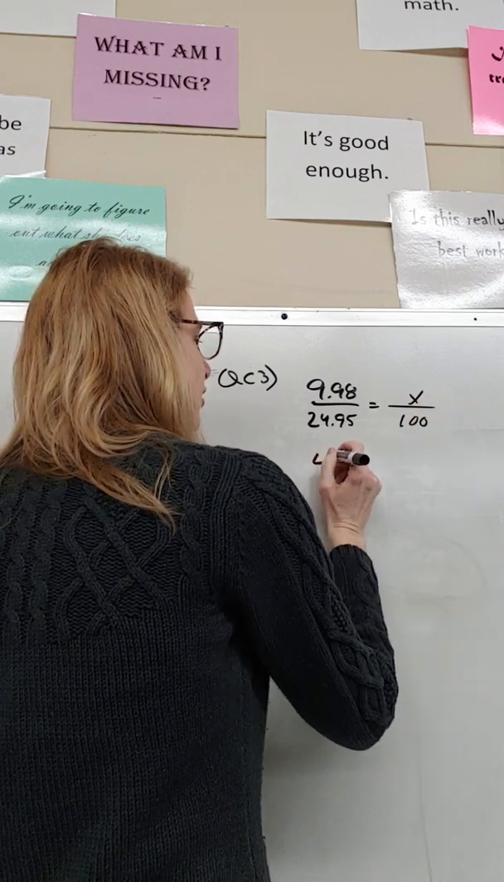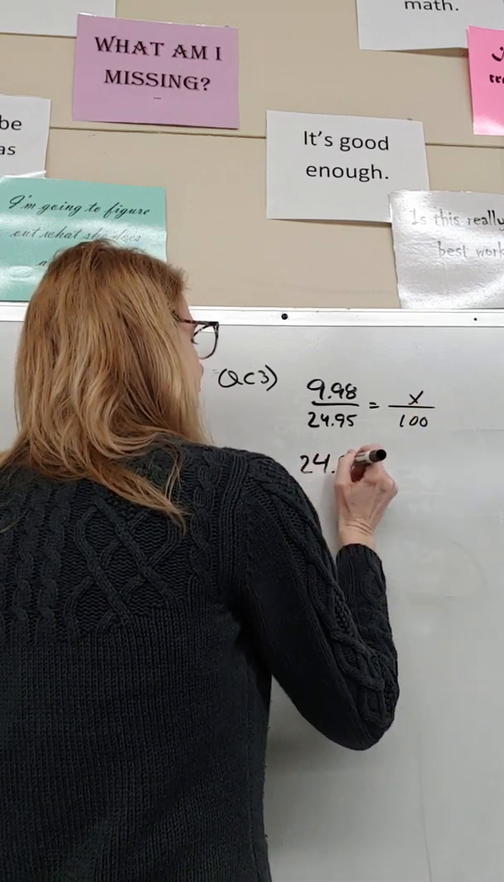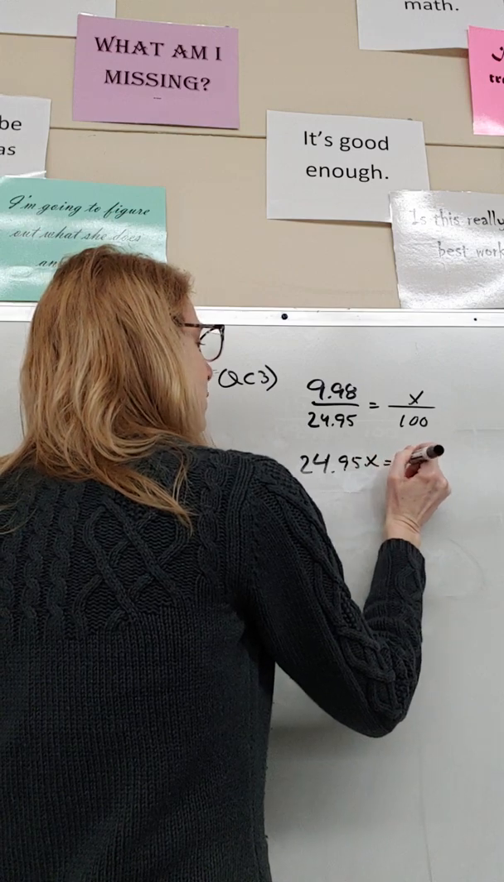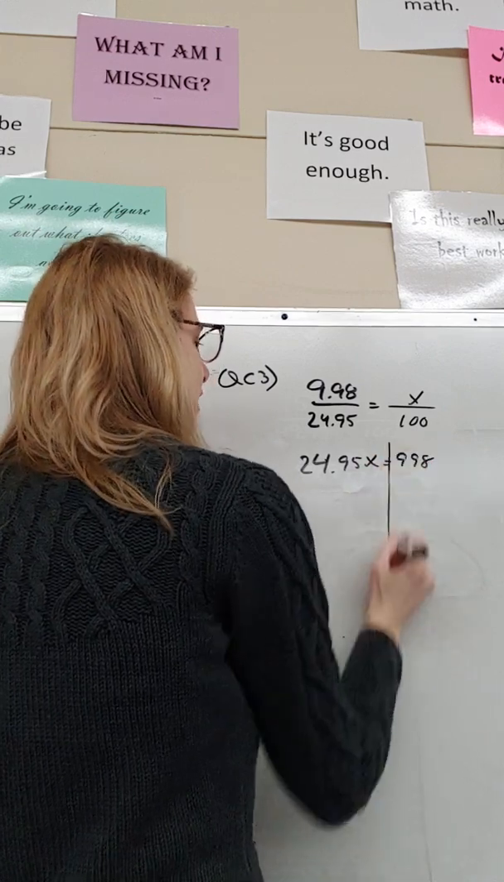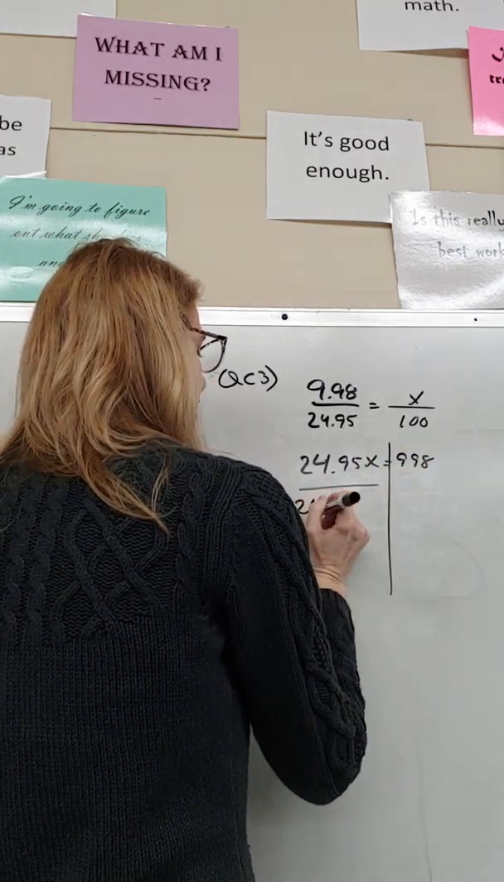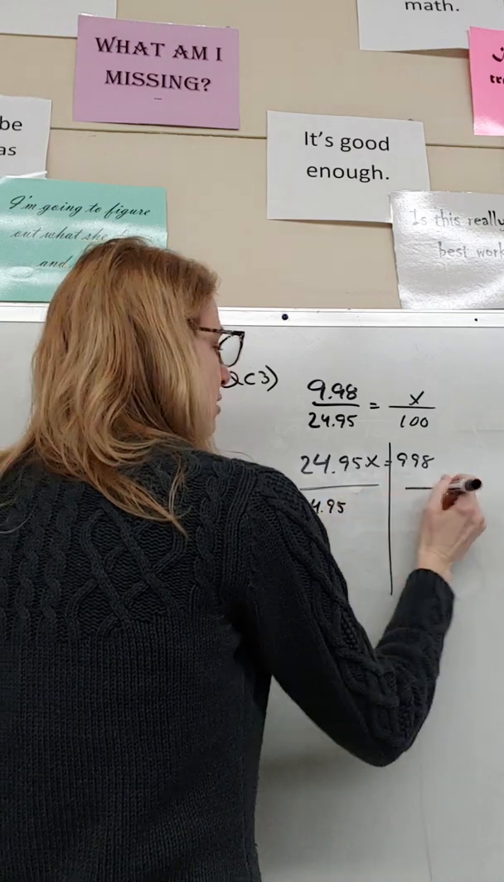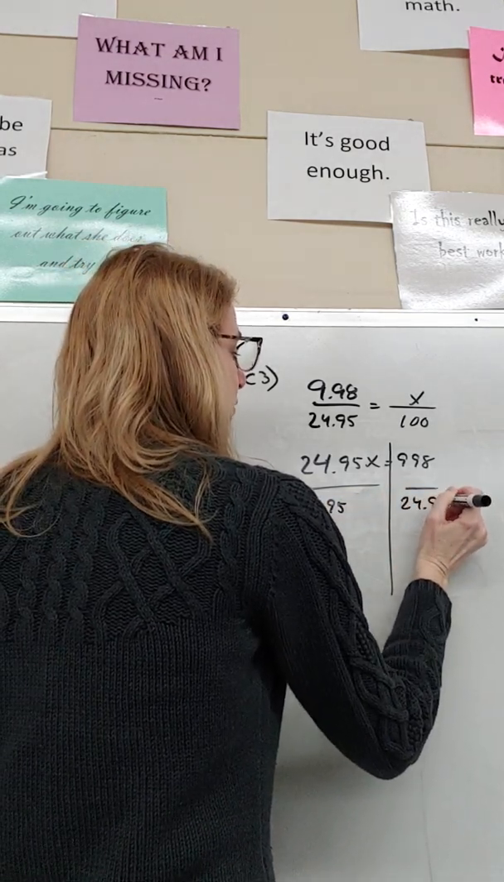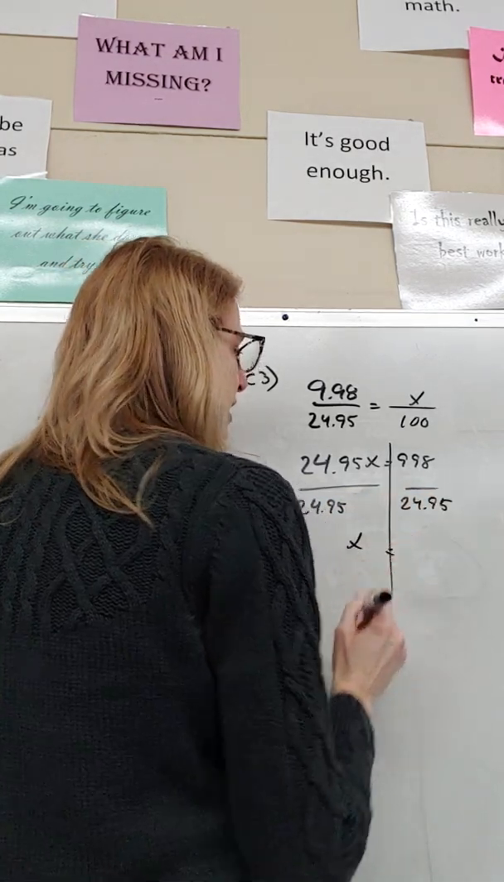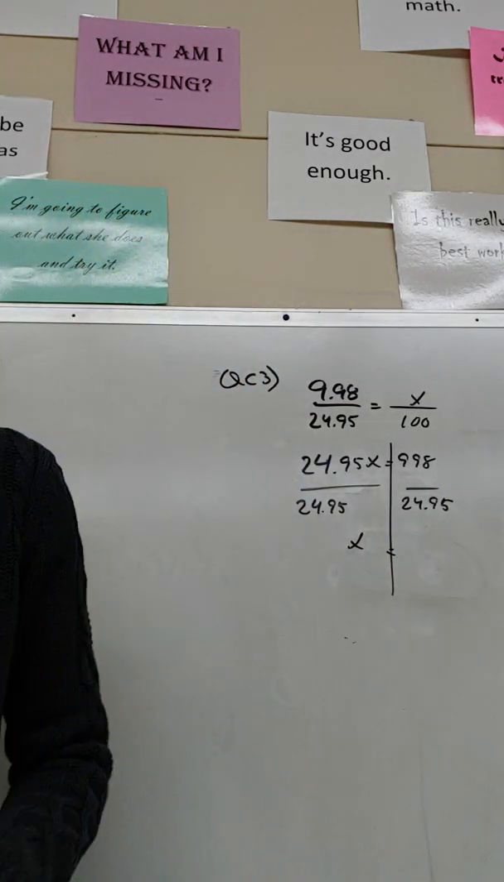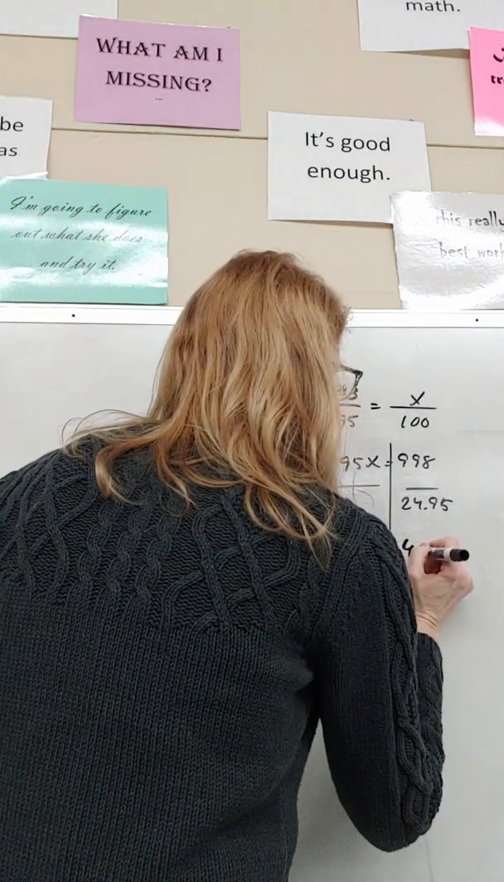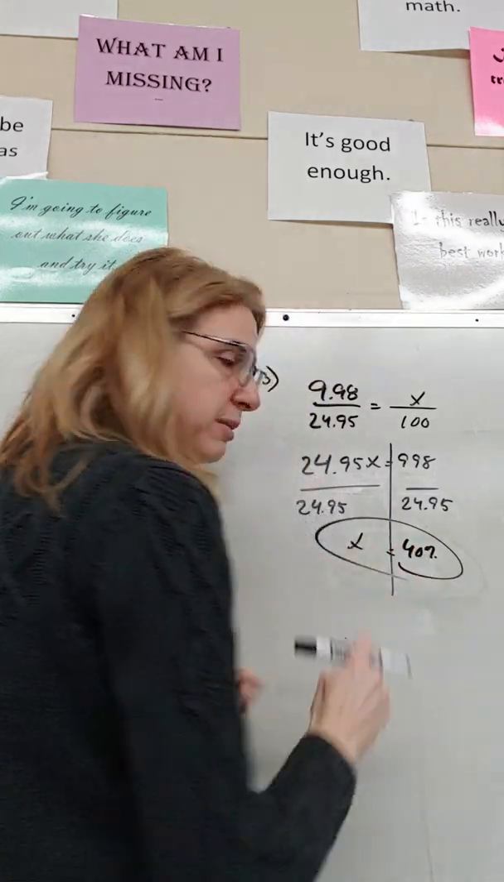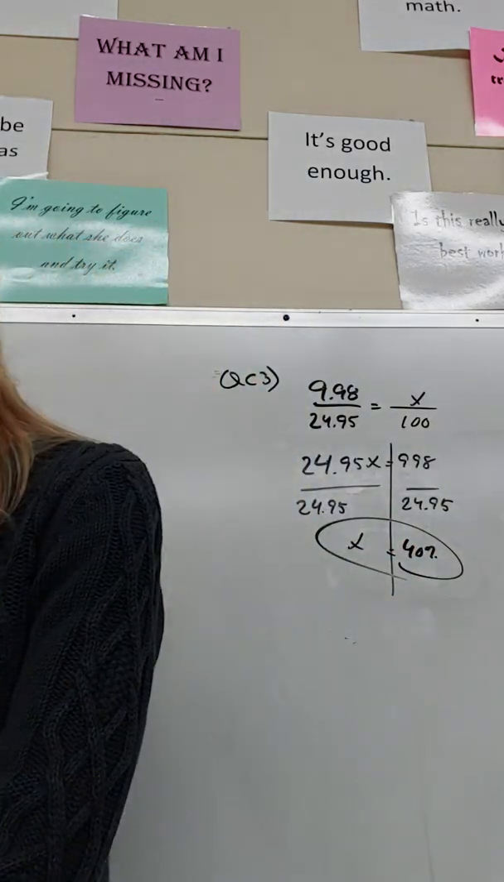Okay. So I have 24.95x equals 998. Divide each side by 24.95. And that's going to give you x equals 40%. Okay, 40% off. All right.